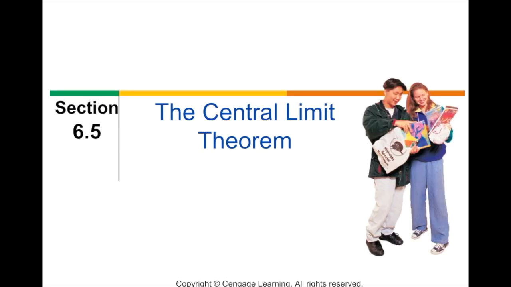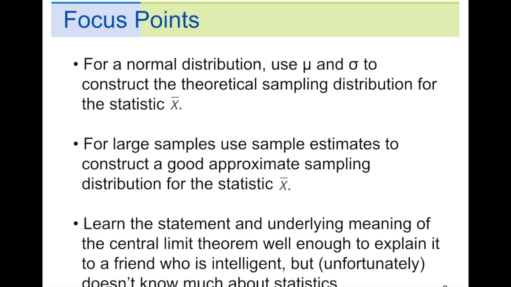Let's get started. Section 6.5, the Central Limit Theorem. Focus points for this lesson. For a normal distribution, you use mu and sigma to construct the theoretical sampling distribution for the statistic x bar. For large samples, use sample estimates to construct a good approximate sampling distribution for the statistic x bar. Learn the statement and underlying meaning of the central limit theorem well enough to explain it to a friend who is intelligent but unfortunately doesn't know much about statistics.